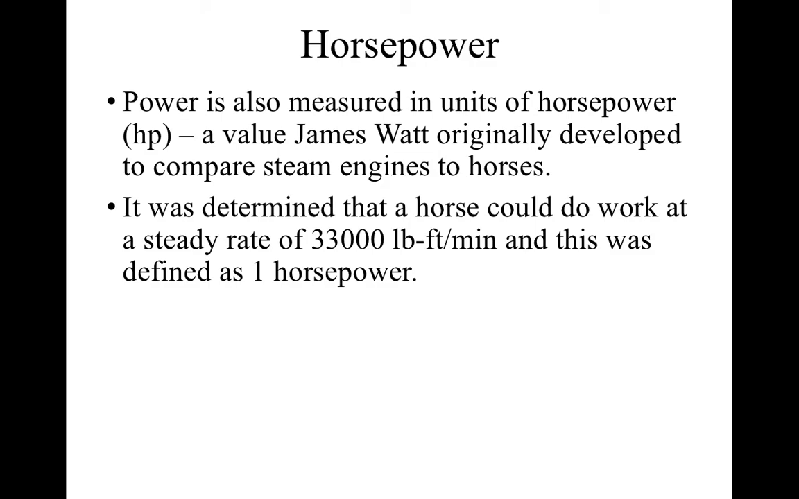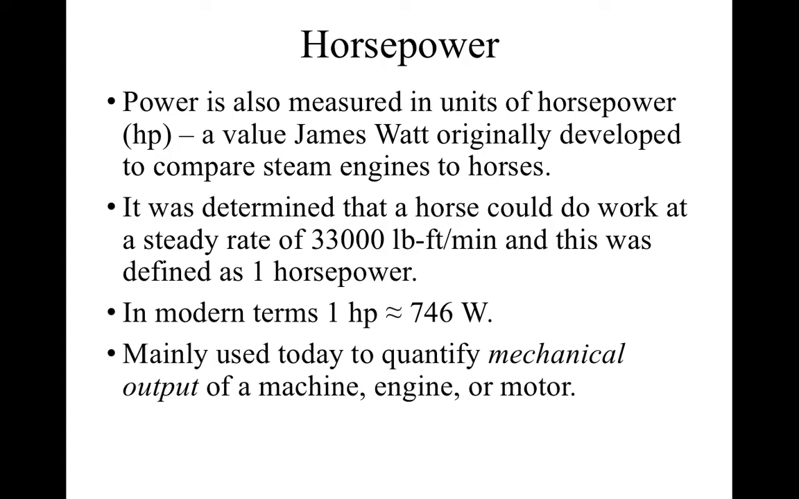Through testing, they determined that typically a horse could do work at a steady rate of about, as mentioned, 33,000 pound-foot per minute. And so they said, okay, we're going to say this is 1 horsepower. 1 horsepower is roughly equivalent to about 746 watts. Not exactly, a lot of times these things are a little bit off because they weren't meant to go together, but that's pretty close. Now, you're usually going to hear horsepower in terms of an automobile engine, like we saw at the beginning of these slides. Any kind of mechanical output, machine, engine, motor, that's about the only time you're going to see horsepower.